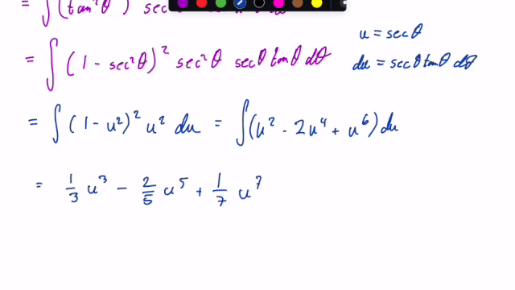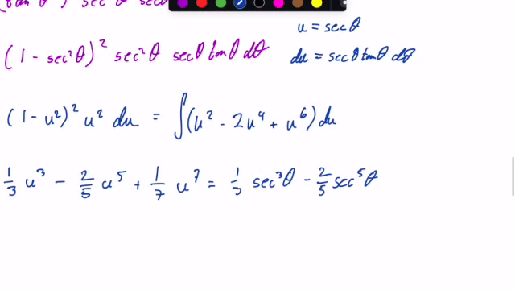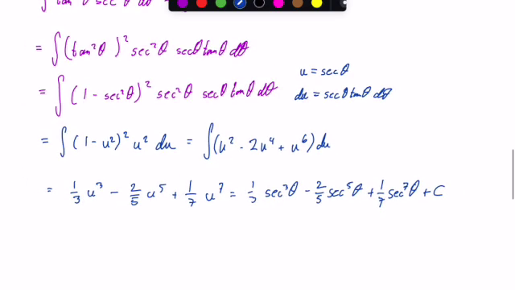Like so. And we start with x's, or I guess in this case we start with thetas, so let's finish with thetas. So we get 1/3 secant cubed theta minus 2/5 secant to the fifth theta plus 1/7 secant to the seventh theta plus C. And that's how we handle a power of trig functions when secants are odd.